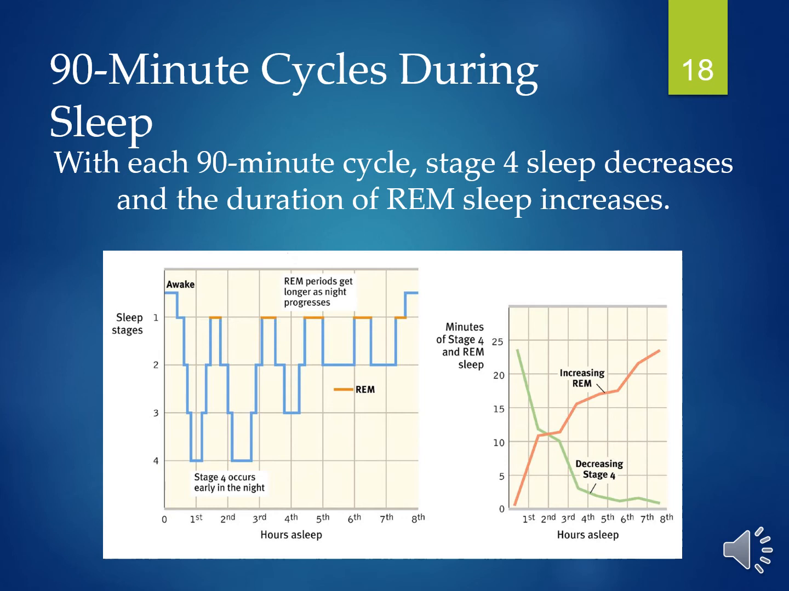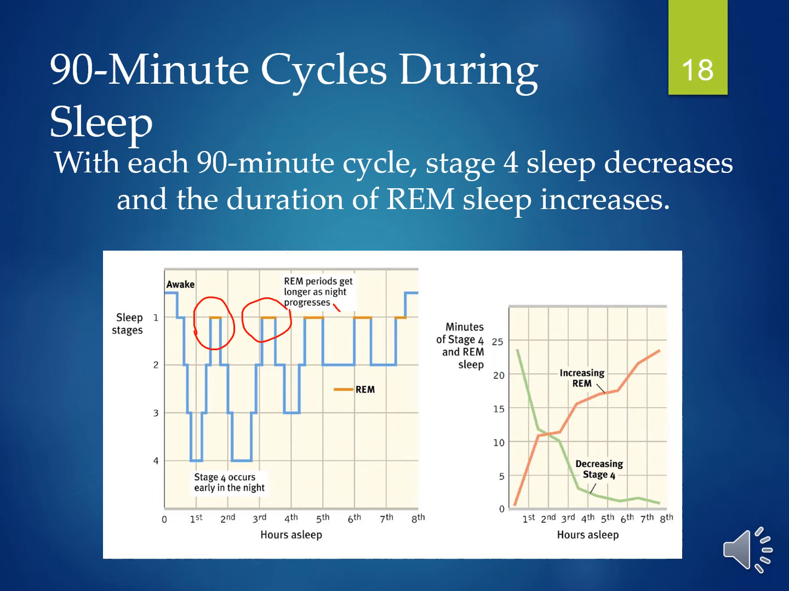Okay, so again, as we alluded to in a previous slide, our sleep cycles will last about 90 minutes total. And with each 90-minute cycle, stage 4 sleep decreases and the duration of REM sleep will increase. So here you can see the first time you get into REM sleep, you're at 90 minutes or so of sleep. Let's say you get 10 minutes of REM sleep. Then the second cycle goes through, maybe you get 14 minutes.